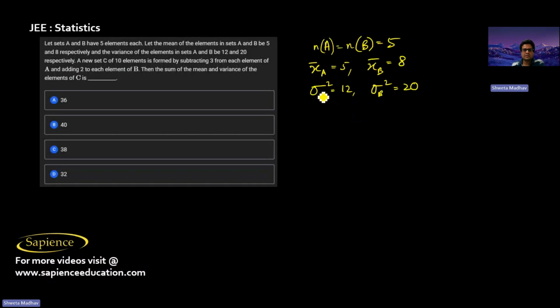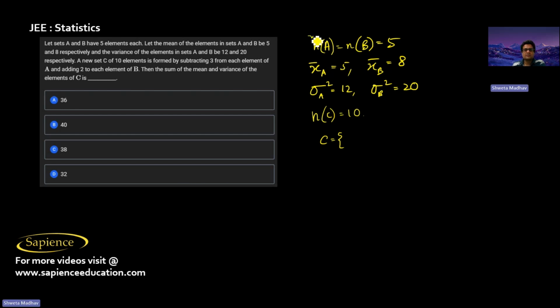So here sigma A square, the variance of the elements in set A, is 12, and the variance of the elements in set B is 20. A new set C of 10 elements is found by subtracting 3 from each element of A and adding 2 to each element of B. So therefore the number of elements in the set C is equal to 10. The set C is formed by subtracting 3 from each element of A.